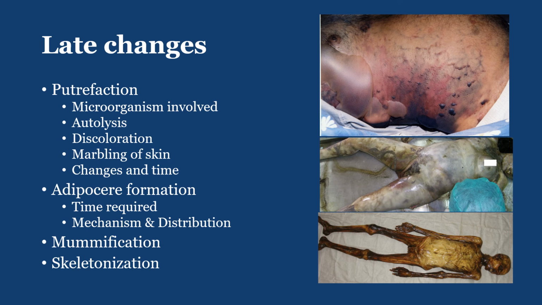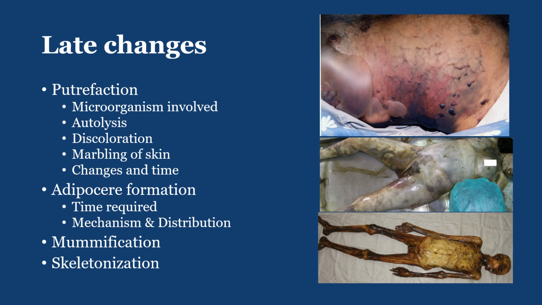In the region of the right iliac fossa, you will see certain nerves and blood vessels are visible. In this image you can see the blood vessels are visible. This is due to the bacteria and microorganisms producing certain chemicals and metabolites through reaction in the blood vessels. This can be regarded as the marbling of skin. So discoloration, then marbling of skin.